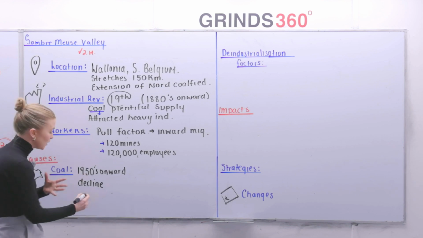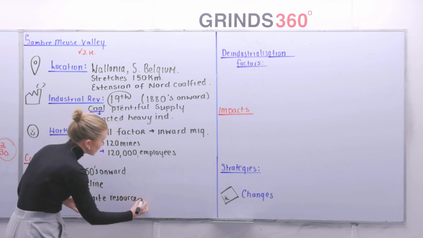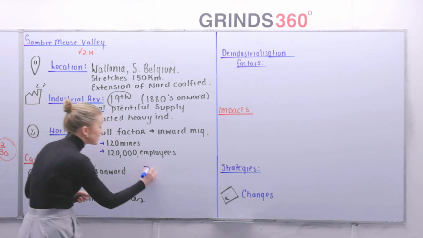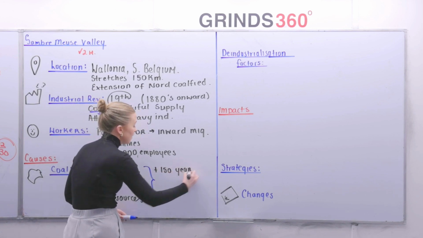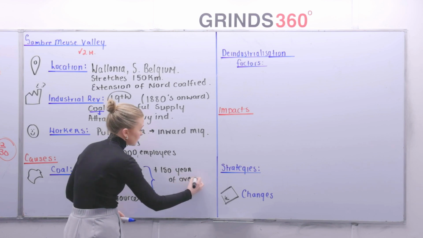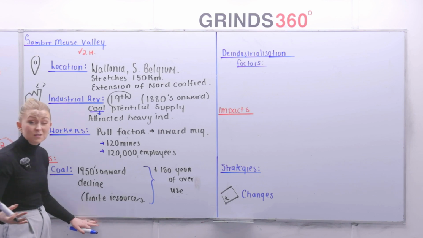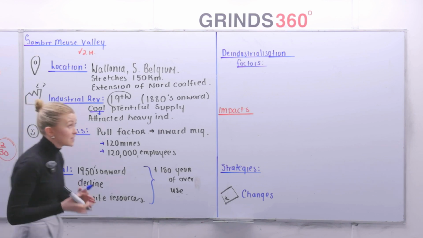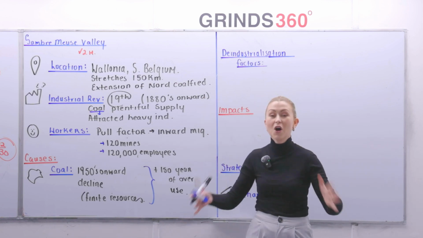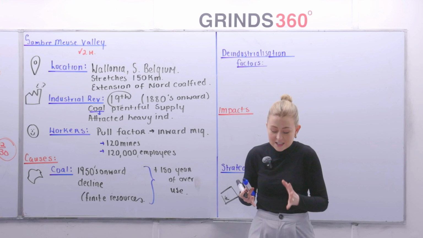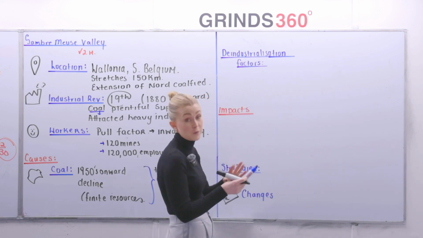Now, coal, as we know ourselves, is a finite resource, which means it's not going to last forever. So because of what? Because of over 150 years of overuse. What happened was basically these coal mines were totally depleted. Now, as a result, deindustrialization occurred. And deindustrialization is the large-scale outward movement of industries. Now, deindustrialization occurred and there were causes, I should say, or factors which influenced this.